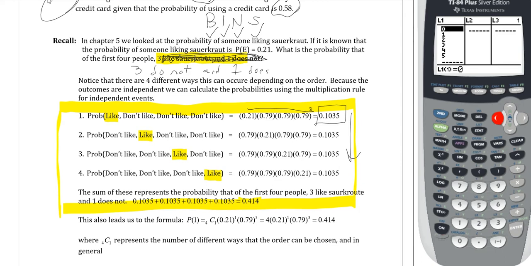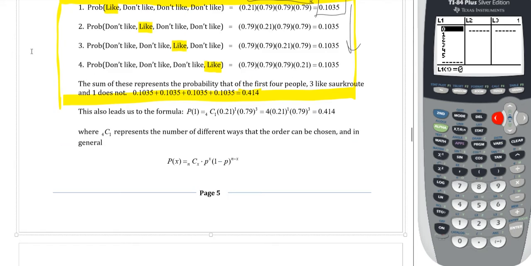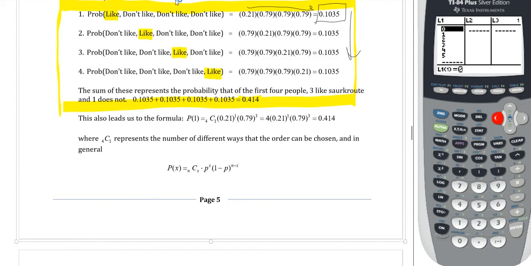If we use the formula, scroll down here, the formula, which is given at the bottom yet again, is nCx, where n is the number of trials and x is how many successes. Well, we have 4 trials, and we want to see 1 person liking it, so that gives us 4 choose 1. The probability of success is 0.21, and we take that to the exponent of how many successes. Therefore, we have 0.21 to the 1 power. And lastly, 1 minus p is probability of failure, which is people not liking sauerkraut, which was 0.79, taken to an exponent of n minus x, where n is the number of trials minus x, which is number of successes. Therefore, n minus x will give you the number of failures, which is 3, 0.79 to the 3 power.